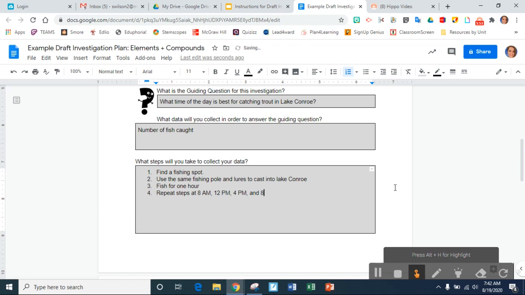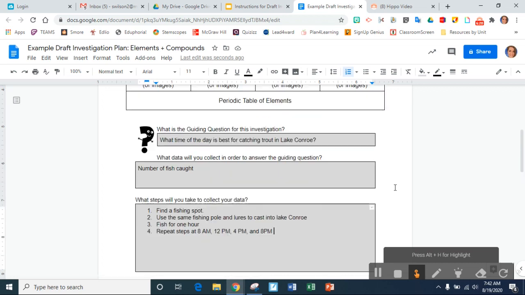So you see, I've written some steps. They're not super specific, but someone can read and say, okay, she's using a fishing pole and lures, and she's going to fish for 1 hour, and she's going to repeat that 4 different times throughout the day. And while she's completing those steps, she's going to measure or count the number of fish caught at each one of those times in order to determine what time of day is best for catching fish in Lake Conroe.